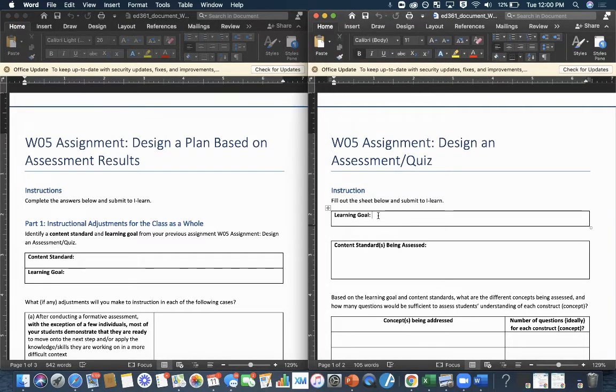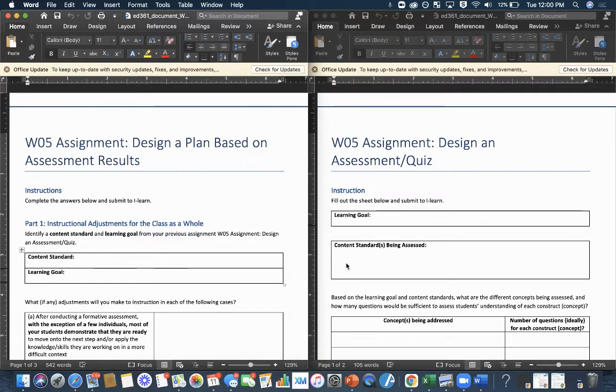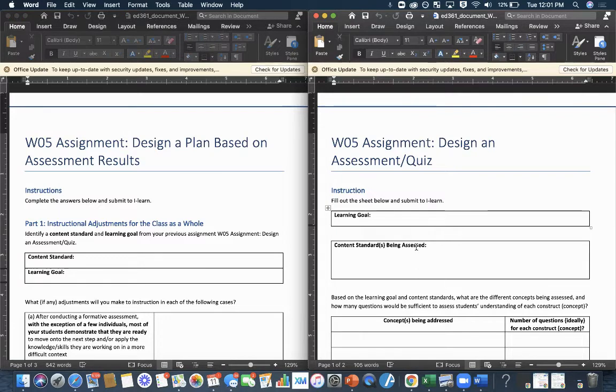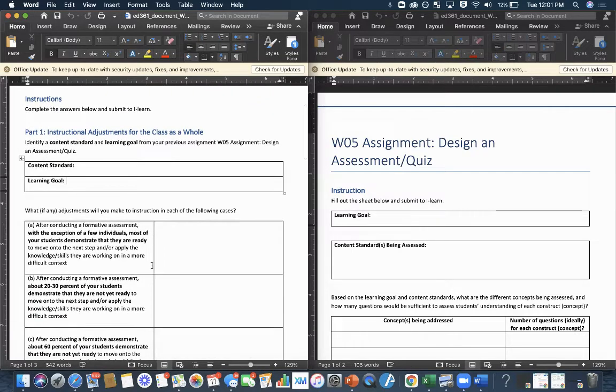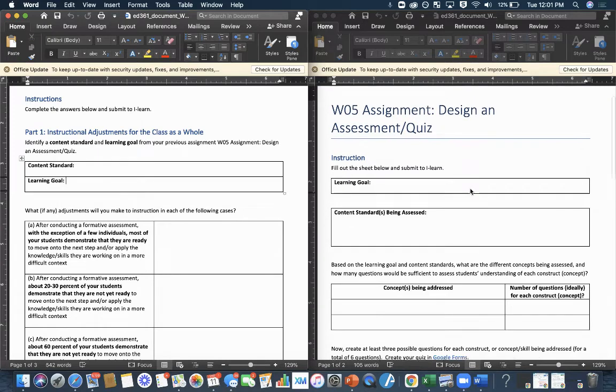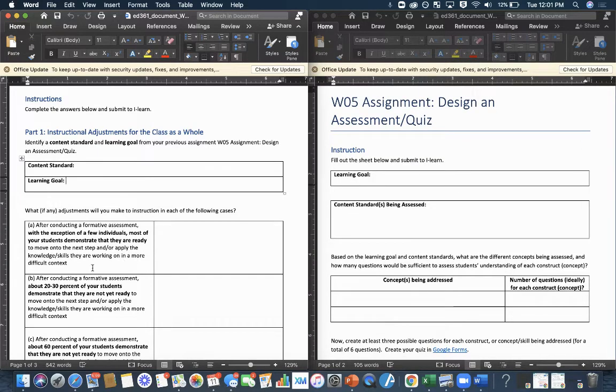So the learning goal that you had on this quiz that you designed before can go right here. And then the content standard being addressed, or standards, goes right there. So we're just going to move this information over to here. Okay? So what we're going to do is we're saying, okay, if I administered this quiz to my class, what would I do underneath? What would I do under each of these circumstances?